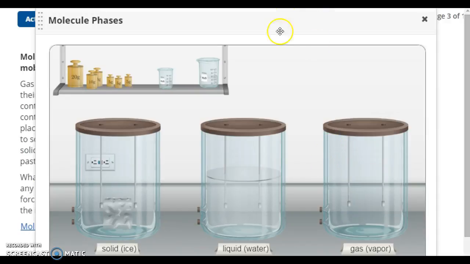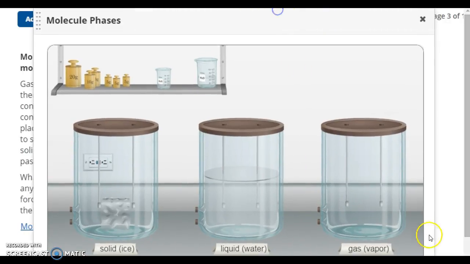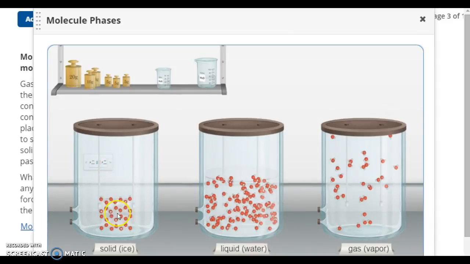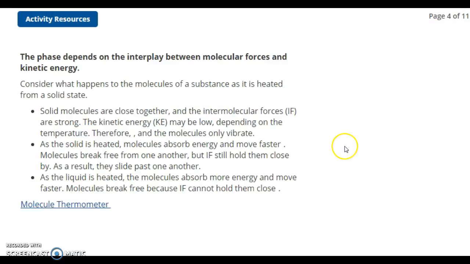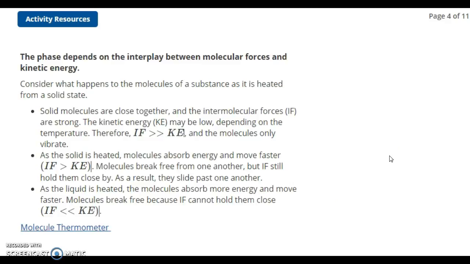So of course, our solids are nice and tight together. The liquid molecules should be shown just vibrating back and forth. The liquid molecules are kind of swimming around. The gas vapors are having a mega party and filling up the whole container. The phase depends on the interplay, or how it reacts, between the molecular forces and kinetic energy.